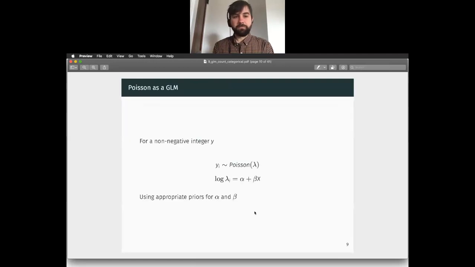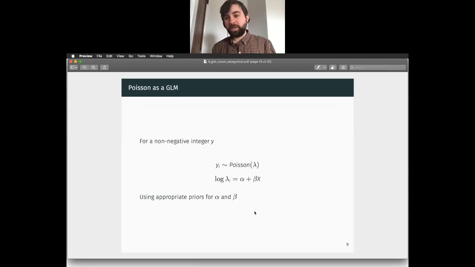No? Okay, cool. So as a GLM, here's what we're going to do. It's a really useful GLM. So for any non-negative integer y, we'll treat y as a Poisson distributed variable with single parameter lambda. And we're going to use the log link function, right? If you look at the likelihood function for the Poisson, there's an exponent in there.